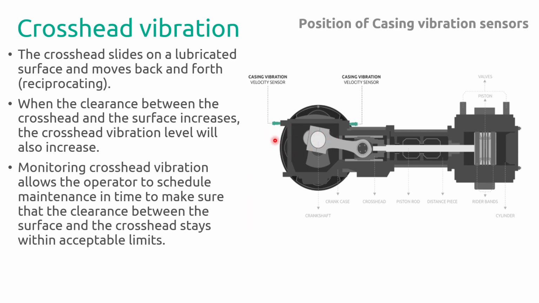In this figure, this is the cross head, and the casing vibration should be measured here and here. The cross head has a lubricated surface, and it moves back and forth, as we know reciprocating. When the clearance between the cross head and surface increases, the cross head vibration level will also increase. Monitoring cross head vibration allows the operator to schedule maintenance in time to make sure that the clearance between the surface and cross head stays within acceptable limits.